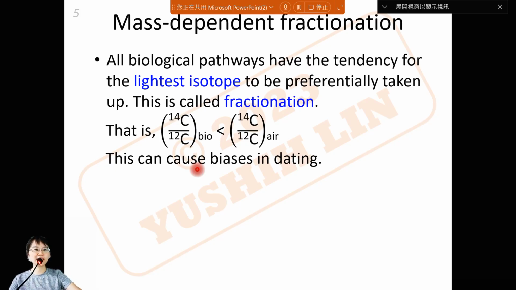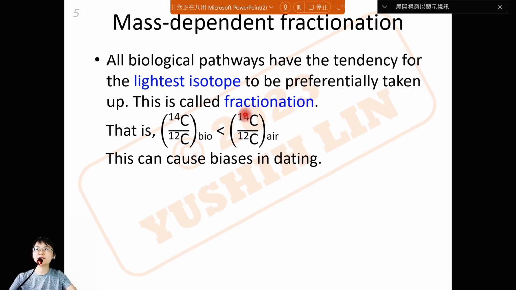Now, I need to talk about some complications. The so-called mass-dependent fractionation. Even if most of you do not have any experience with isotopes, you probably have heard that life or organisms prefer light isotopes over heavy isotopes. All biological pathways have the tendency for the lightest isotope to be preferentially taken up. This is called fractionation. For example, today you can measure the air, where we have CO2, you can measure the C14 of the CO2, and you can also measure the tree outside. You can measure the C14 of the leaf.